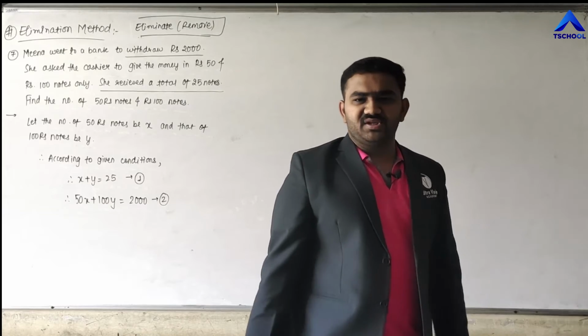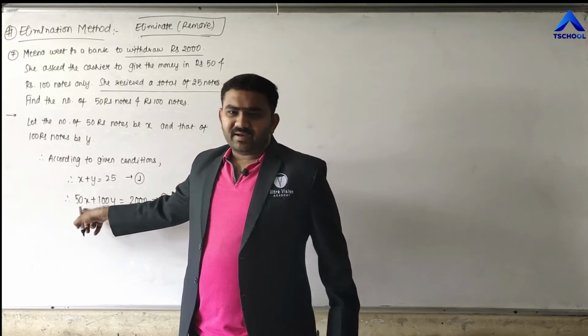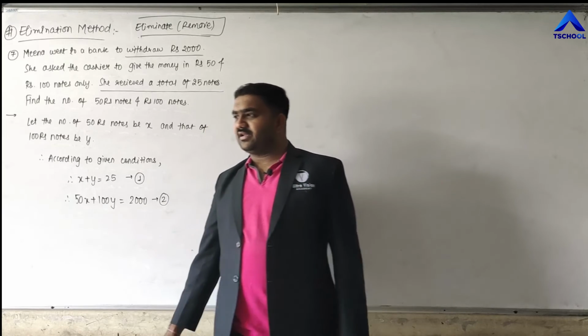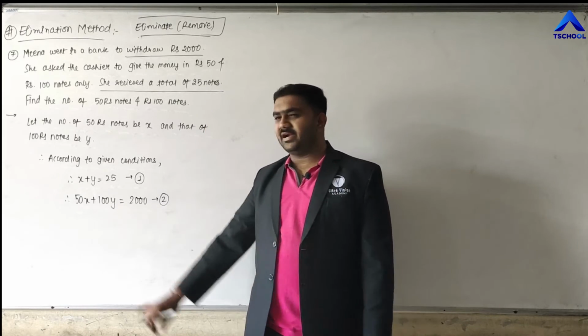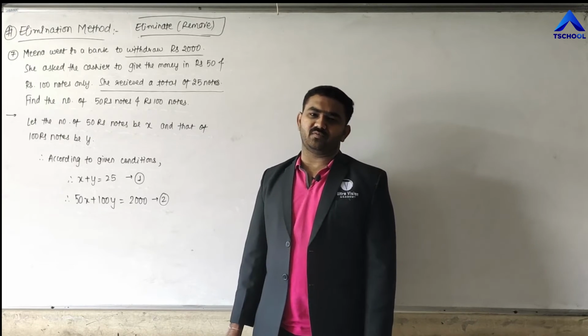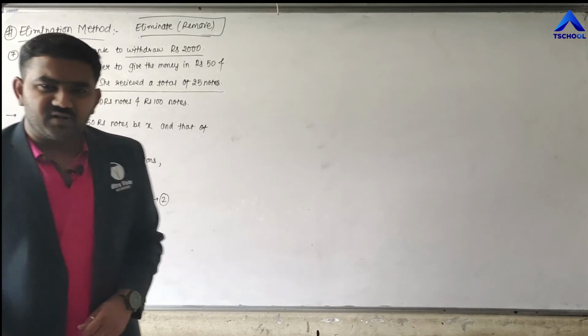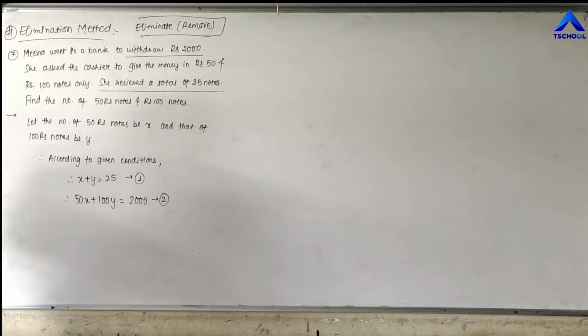That means if she had 50 rupees notes, then how many 50 rupees notes? Let me say 5. So 5 into 50, that is 250 rupees. Similarly 100 rupees notes, let me say 10. So 10 into 100, that is 1000 rupees. So 1000 plus the amount that she received for 50 rupees notes, the total should equal 2000.